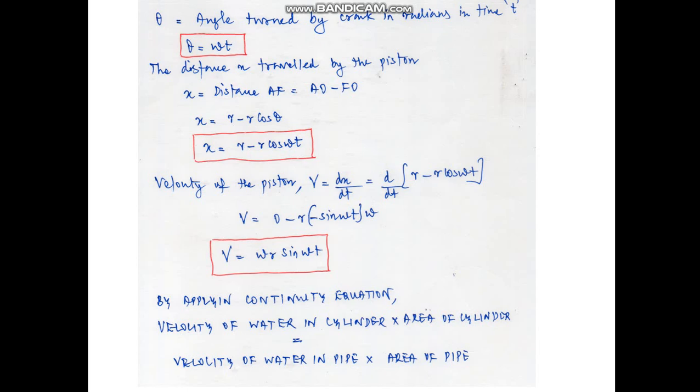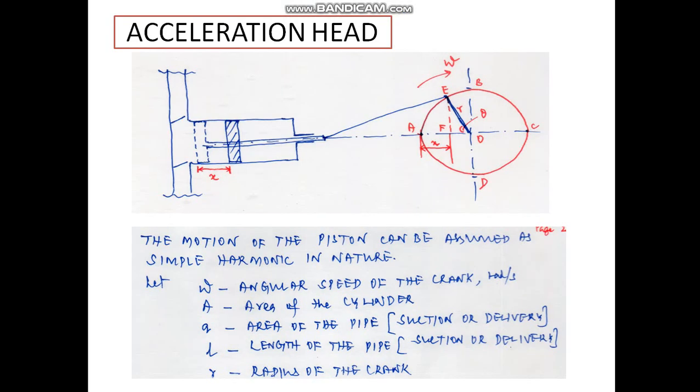Now for getting the velocity of the piston, differentiate it. V is dx by dt, the velocity of the piston, capital V, dx by dt, d by dt of r minus r cos omega t, that is omega r sin omega t. That is the velocity of the piston. Now you apply the continuity equation between the suction pipe and the cylinder.